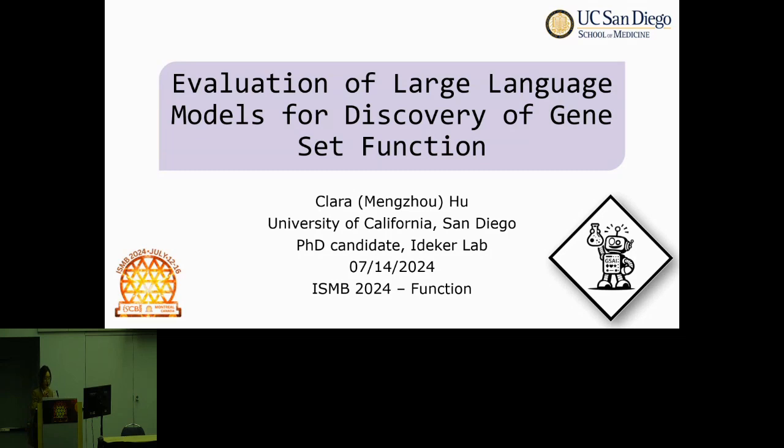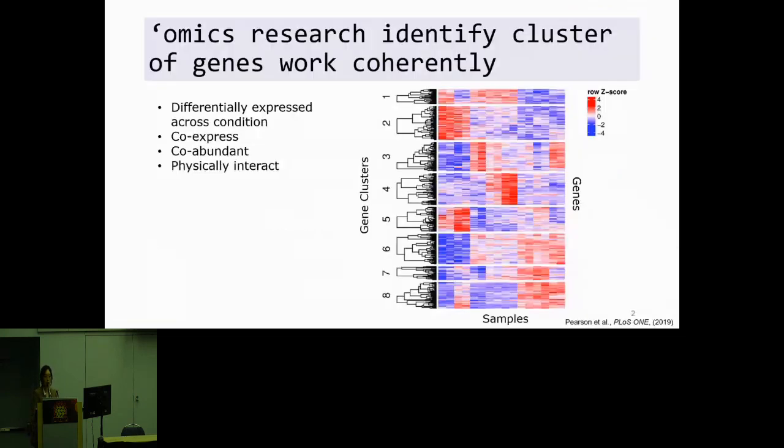So first of all, I want to provide you some background of omics research. One of the goals of omics research is to identify clusters of genes that work coherently towards similar biological functions. For example, here showing on the heat map, you can identify sets of genes with similar expression patterns, suggesting that they might have similar biological functions across different conditions.